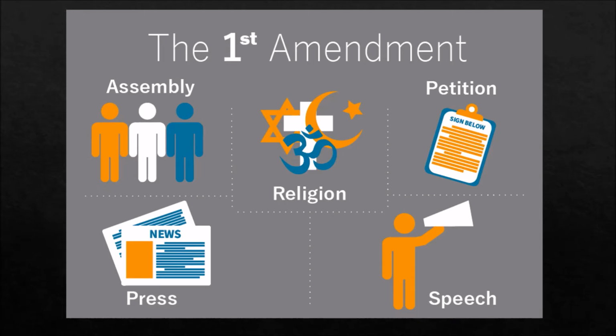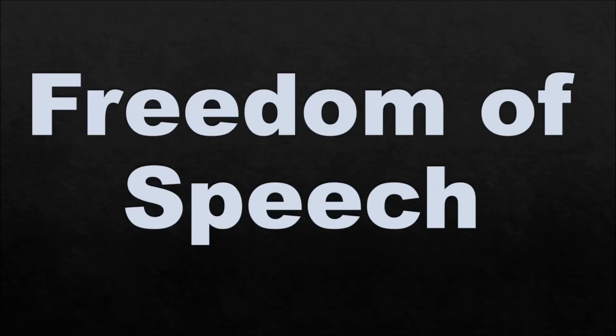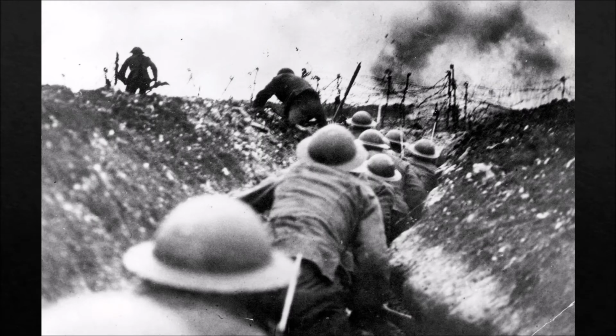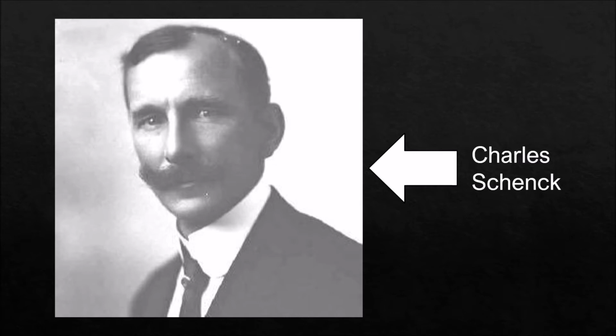So let's get right into our first case, Schenck v. U.S. This is a court case that deals with our First Amendment right of freedom of speech. Some context about the case is that it takes place during World War I, and during this time the U.S. got its soldiers through a military draft that made participation involuntary. This man right here, Charles Schenck, had some very strong opinions against the draft. So strong, in fact, that he wanted to let everyone know.